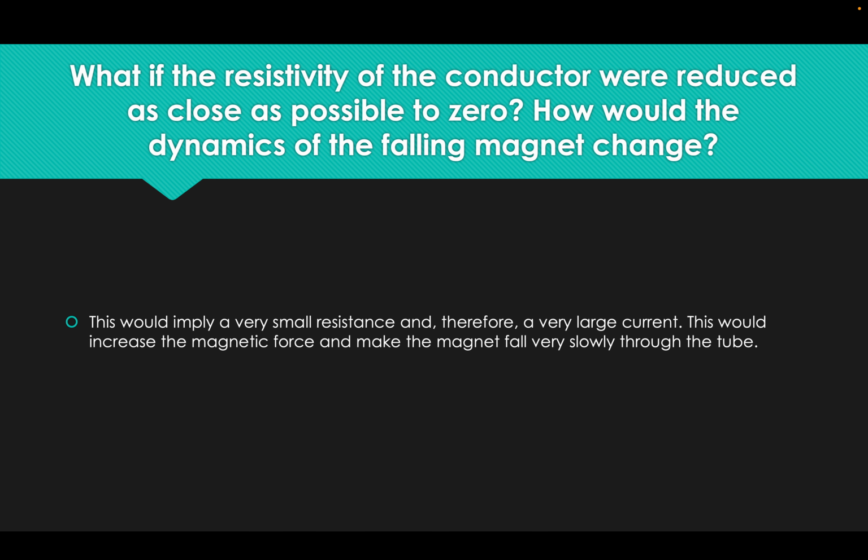So what if the resistivity of the conductor were reduced as close as possible to zero? How would this change the dynamics of the falling magnet? Well, this would imply a very small resistance and therefore a very large current. This would increase the magnetic force and make the magnet fall very slowly through the tube. So the experimental time would be larger.